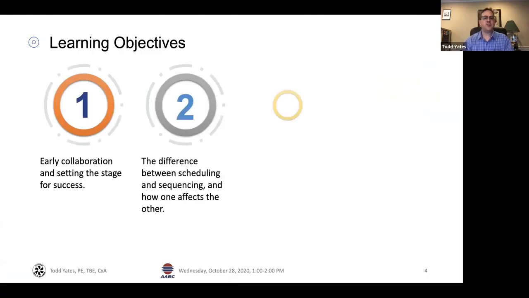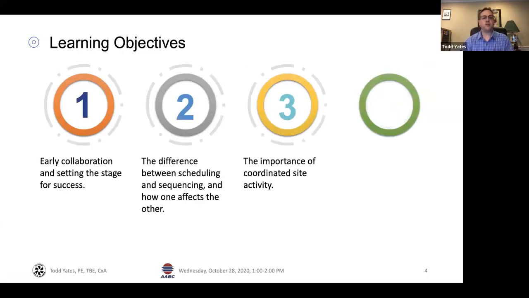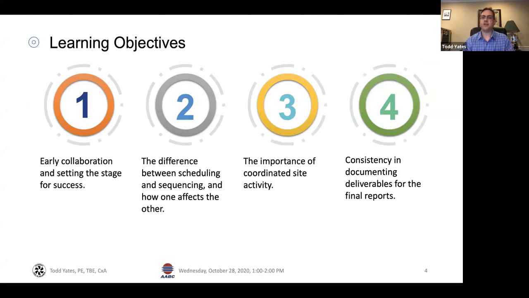Our learning objectives for today are to talk about how early collaboration and setting the stage for success is really the key to getting there; the difference between scheduling and sequencing. We don't often think about how those things are different or even use the term sequencing, but it's important as we do this, and this process can help leverage that; and the importance of coordinated site activity and consistency in documenting and delivering the final report.